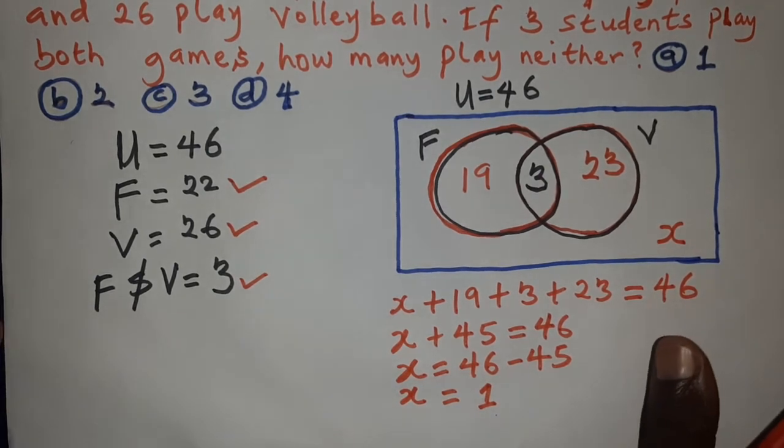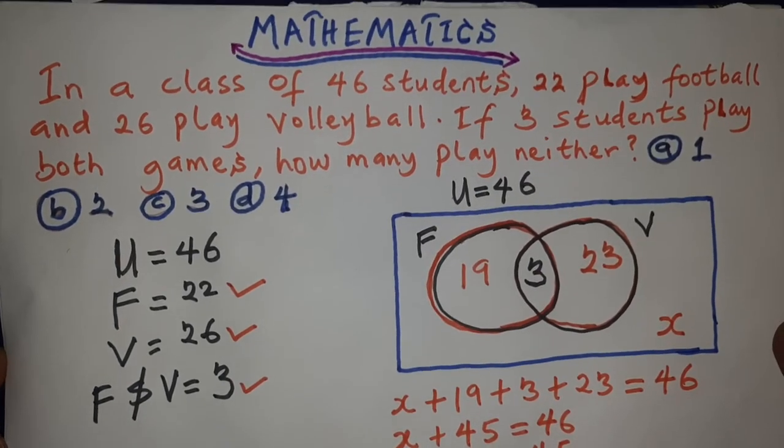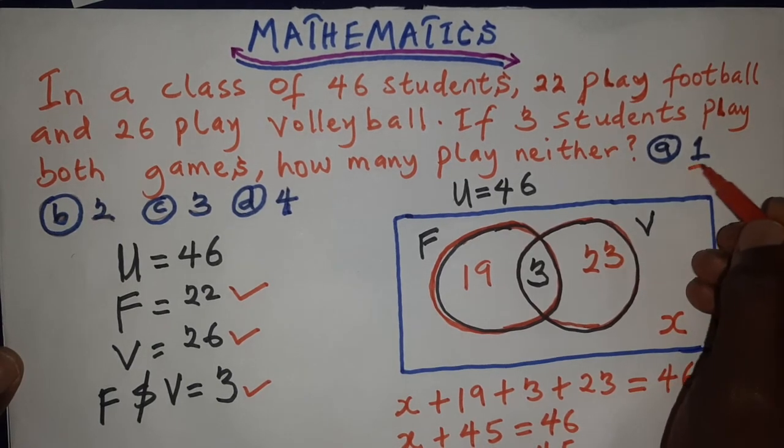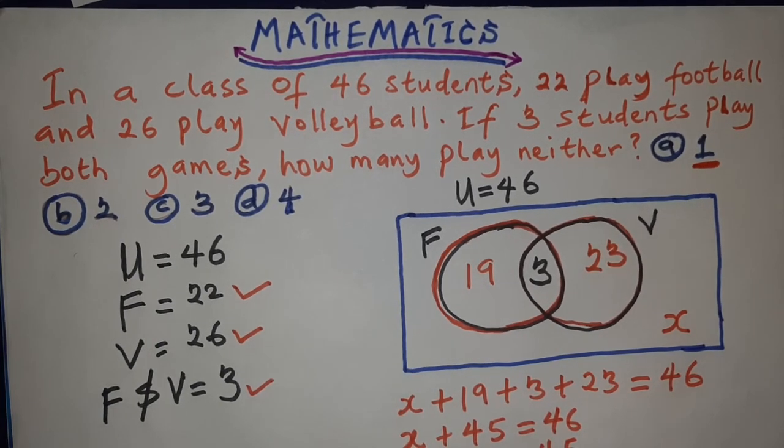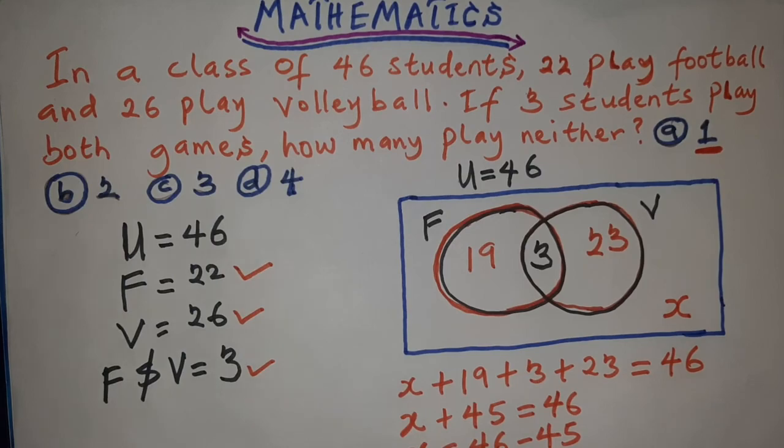So let's see the options and pick the right value from the options. So this will be our answer, option A. So that's it for Venn diagrams. Very, very easy, very simple.